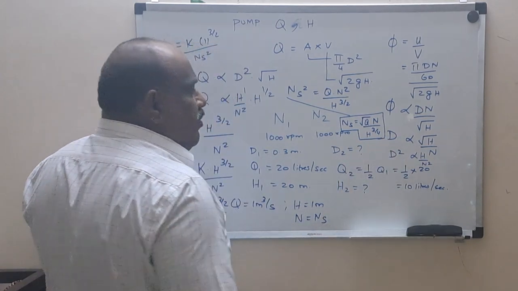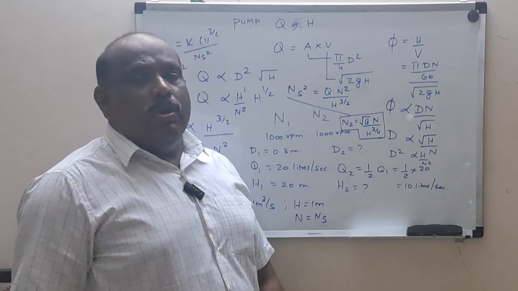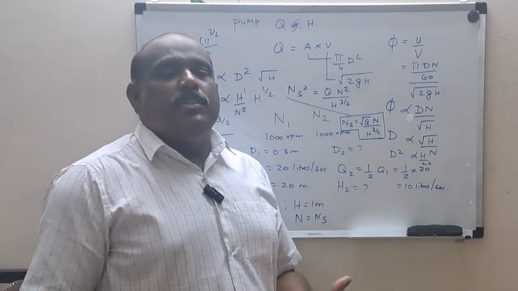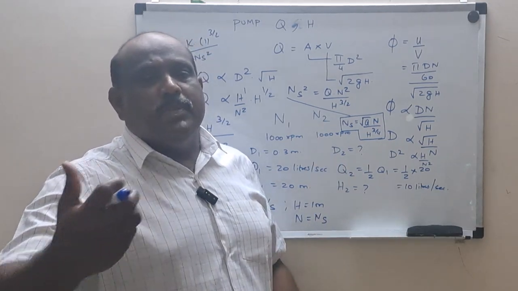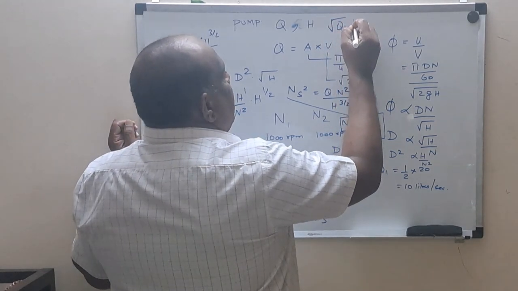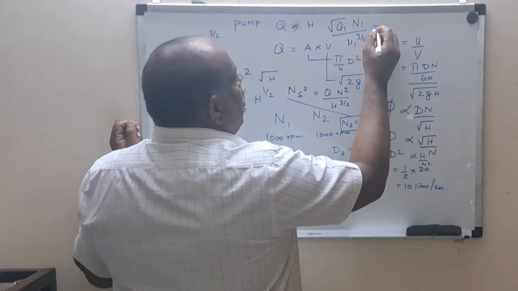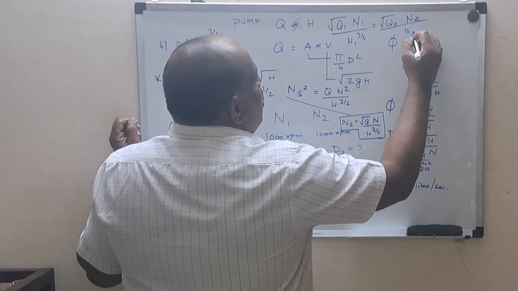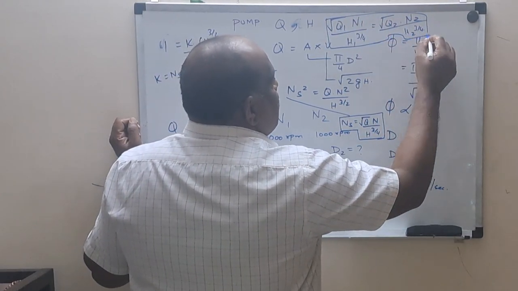So what did I finally end up with? I ended up with the formula Ns equal to square root of Q into N by H power 3 by 4. The specific speed is also a ratio, which means the specific speed of pump 1 should be equal to the specific speed of pump 2, which means square root of Q1 N1 by H1 whole power 3 by 4 should be equal to square root of Q2 N2 by H2 whole power 3 by 4. So this is the final formula we arrived at for specific speed.